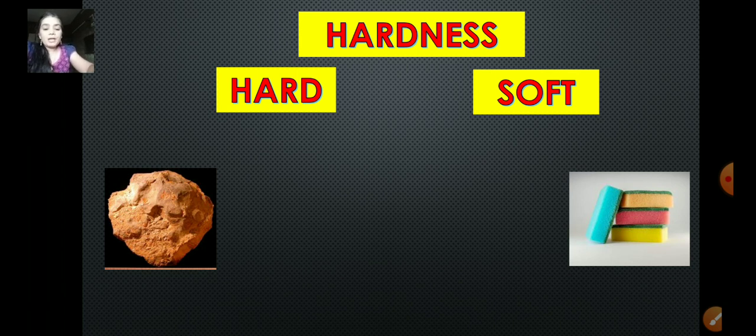So when you press different materials with your hands, some of them may be hard to compress while the others can be easily compressed. So take a metal key and try to scratch the surface of a piece of wood or aluminium. Take a wooden piece or an aluminium piece and take the key and just scratch it. So what happens?